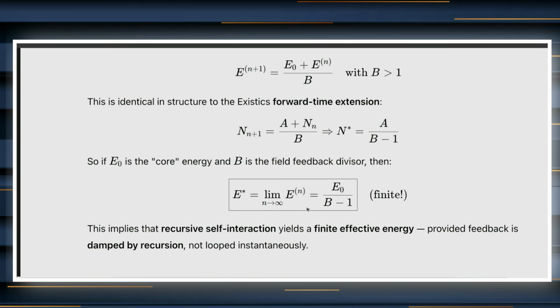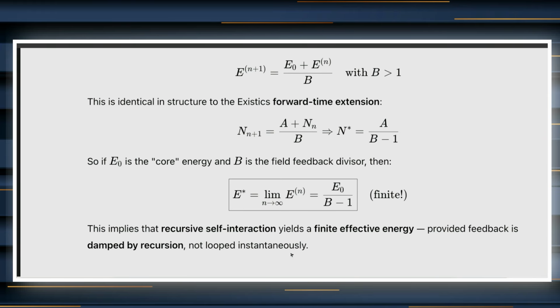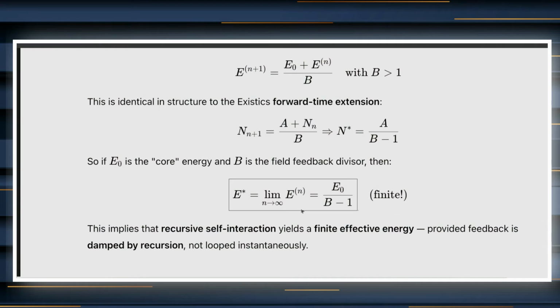So, if the bare energy is the core energy and B is the field feedback divisor, then boom, we get a finite expression. This implies that recursive self-interaction yields a finite effective energy, providing feedback that is dampened by recursion, not looped instantaneously. And we don't need to do that stupid renormalization and cutting infinities off to pretend we're knowing what we're doing, when we just have been using bad mathematics for quite a while.